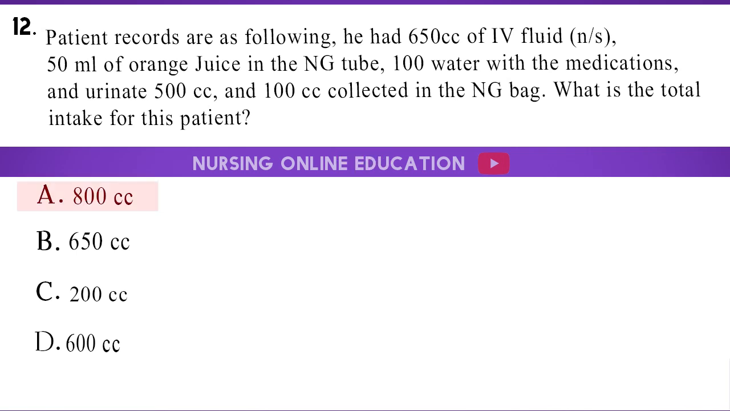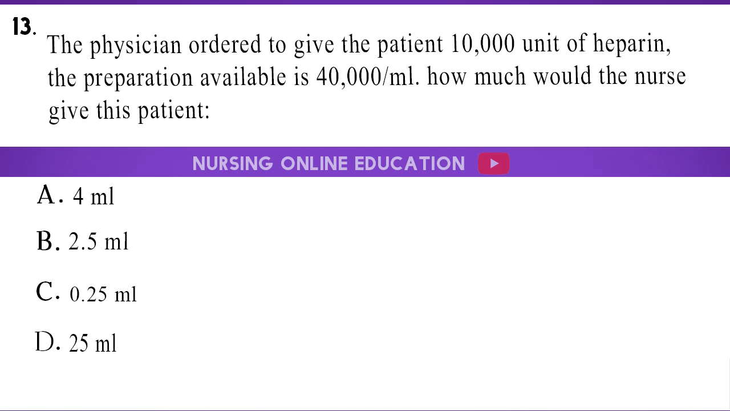The answer is option A, 800 cubic centimeters. 13. The physician ordered to give the patient 10,000 units of heparin. The preparation available is 40,000 per milliliter. How much would the nurse give this patient?